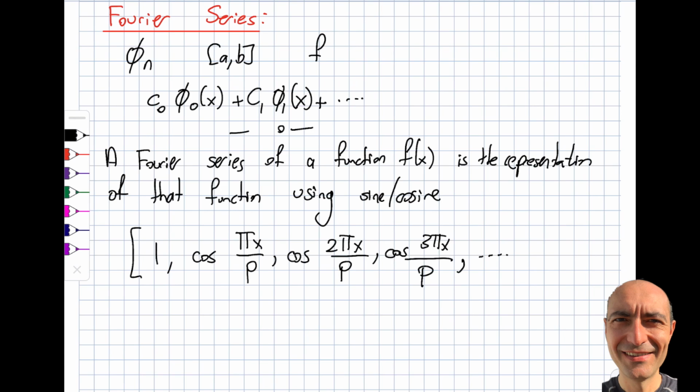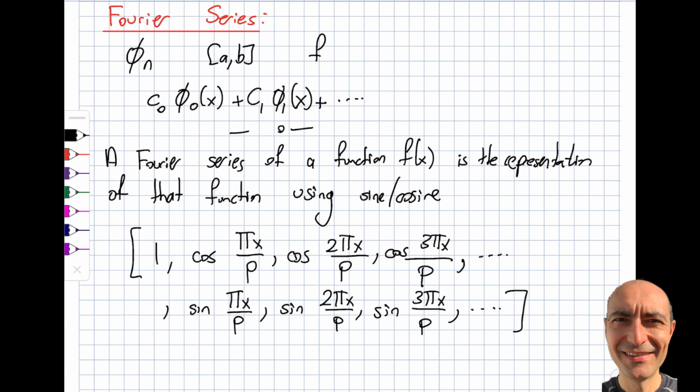But now I'm not quite done yet. I'm also going to do the sines. When I put x equal to 0 over here with a sine, you'll see that I'm going to get 0, so I'm not going to write that one. So I'll start with sine of pi x by p, sine of 2 pi x by p, sine of 3 pi x by p, and again all the way to infinity.